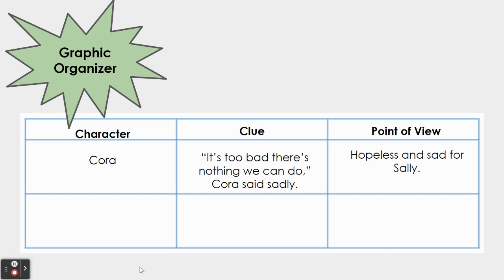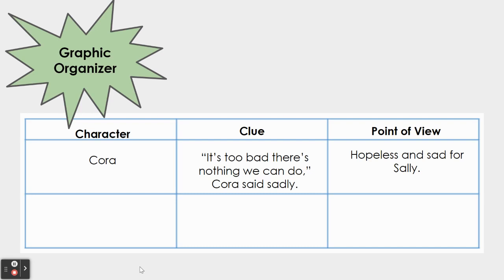So by identifying a clue, or a piece of information of what the character is saying or doing or how they feel, leads us to understand their point of view, that Cora must be feeling hopeless and sad for her neighbor Sally, who lost her kitten.